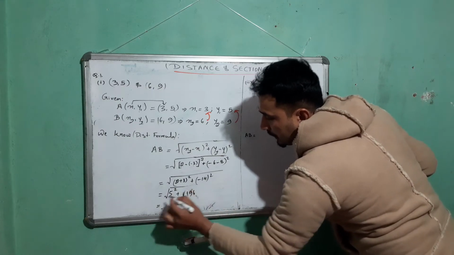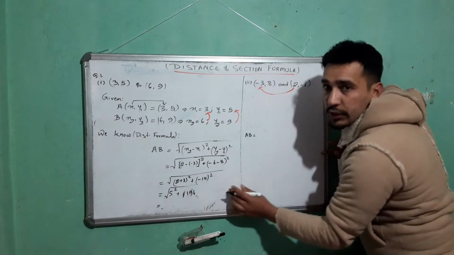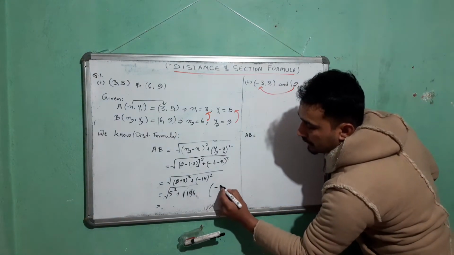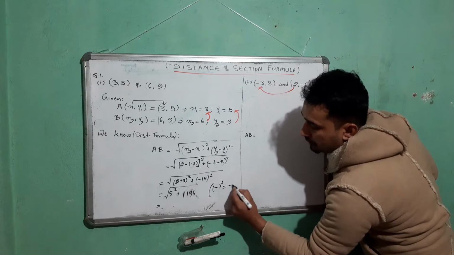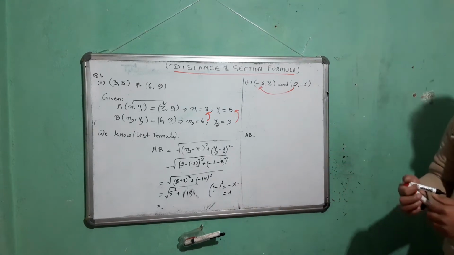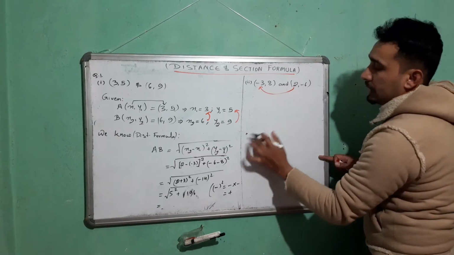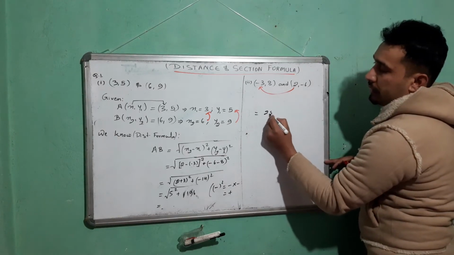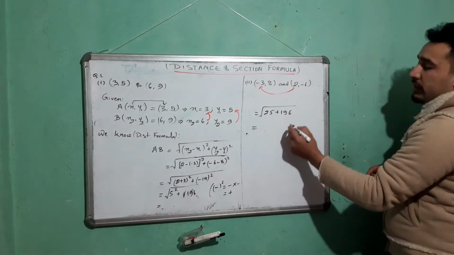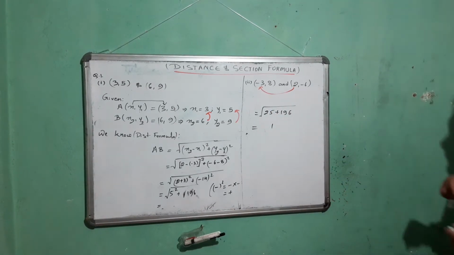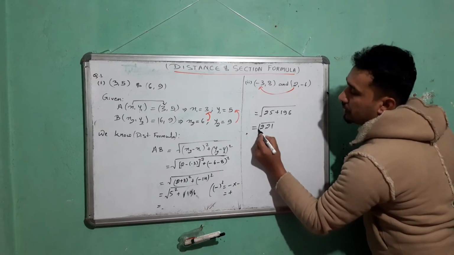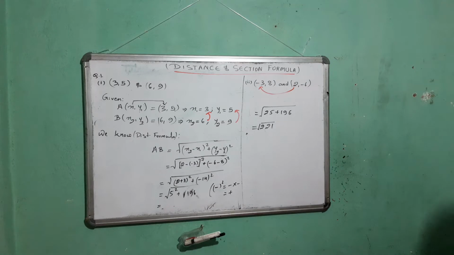Root under. Minus square means minus into minus. Okay, it will be plus. Note, minus square is equal to minus into minus, so it will be plus. Okay, 5 square is 25 plus 196. 5, 10, 11, 19, 11, 12, 221. Root under 221.